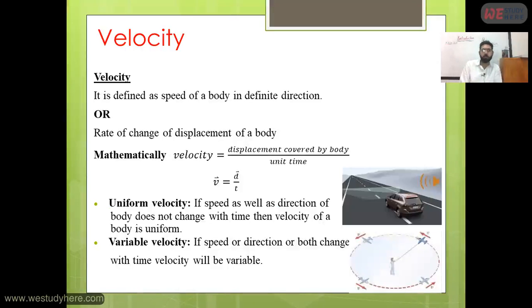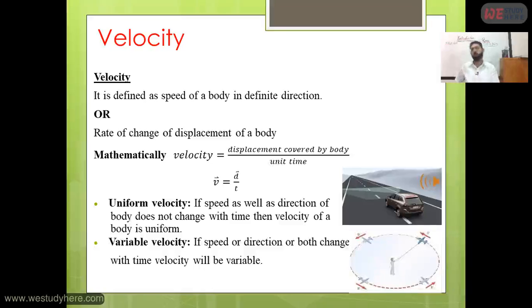Now here, see what velocity is. Velocity is the speed of a body in a definite direction. You can say that the rate of change of displacement of the body is called velocity. Mathematically, velocity is the displacement covered by a body in a unit time. Sometimes we use symbols. The symbol for velocity is v, for displacement is d, and for time is t. So you can write v is equal to d divided by t.